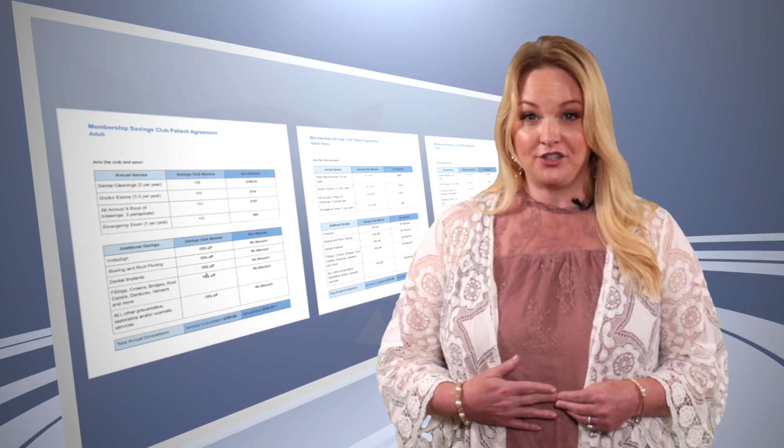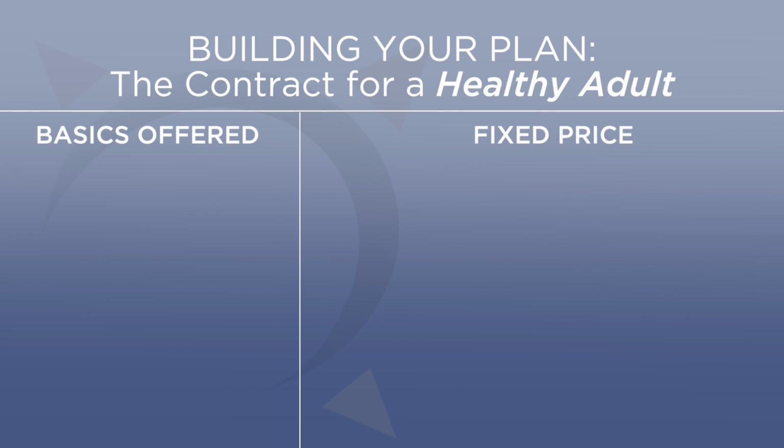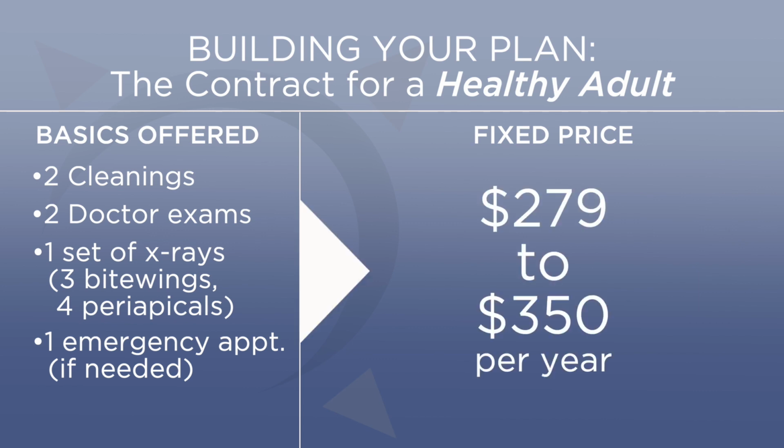Now, let's begin building yours, beginning with the contract or patient agreement, which is what I like to call it. For a healthy adult, your membership plan will offer a fixed price for a year of the following preventive basics: 2 cleanings, 2 exams, 1 set of x-rays, and 1 emergency appointment if needed. Typical membership pricing for healthy adults is about $279 to $350 per year.